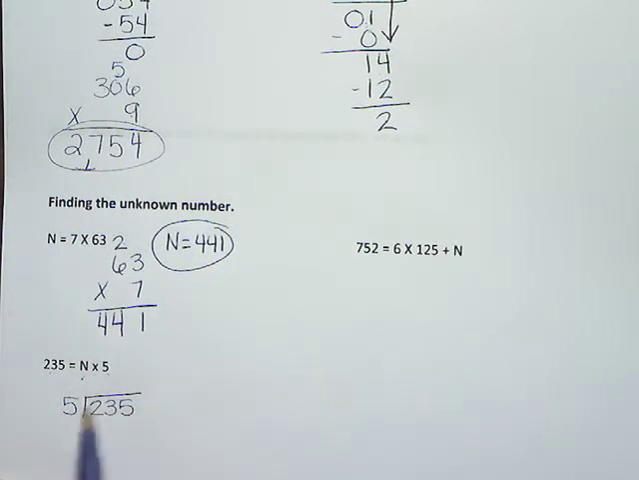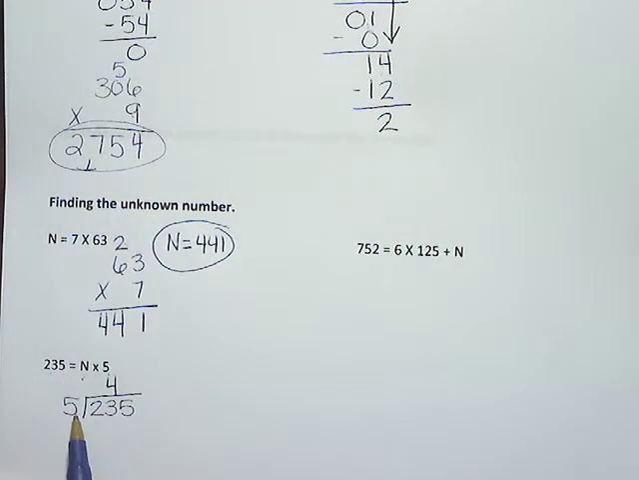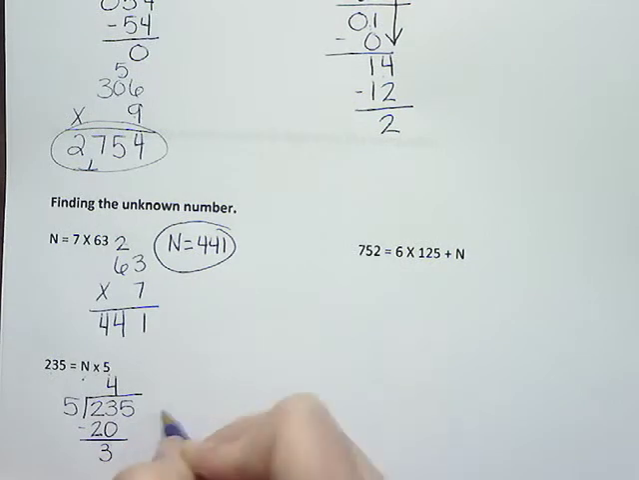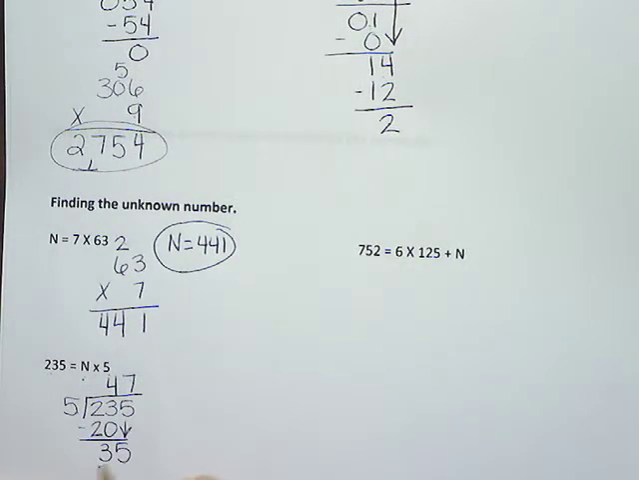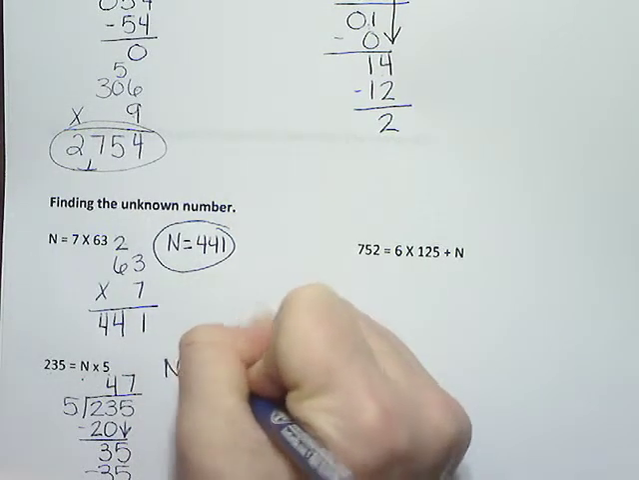So I'm going to go ahead and divide. 5 can go into 23 4 times because 5 times 4 equals 20. And then 3 left, bring down my 5. 5 can go into 35 7 times because 5 times 7 is 35. 0 remainder. So in this instance, n equals 47.